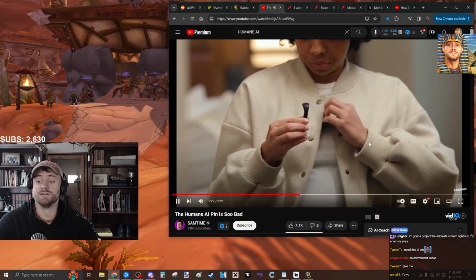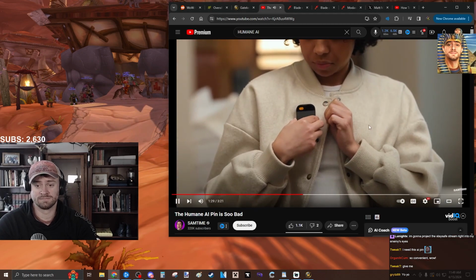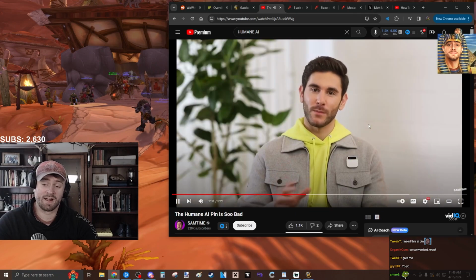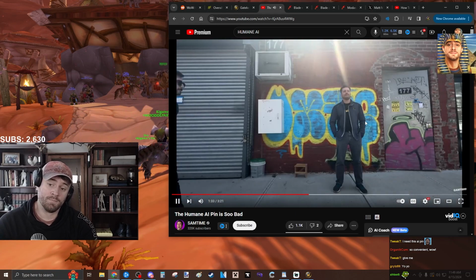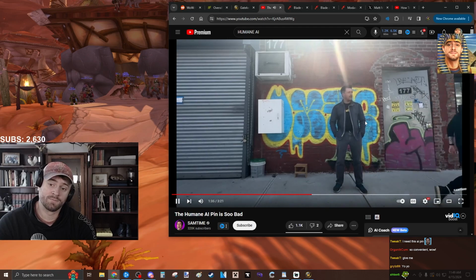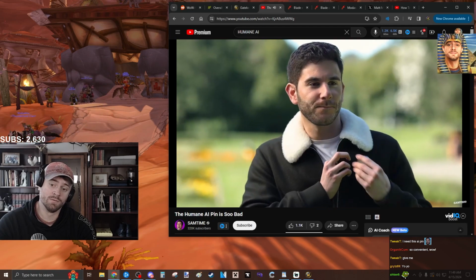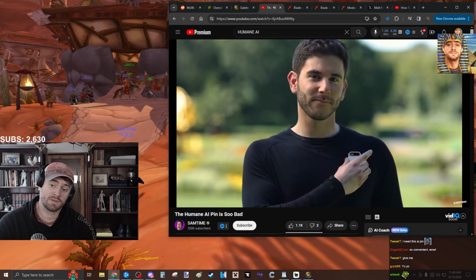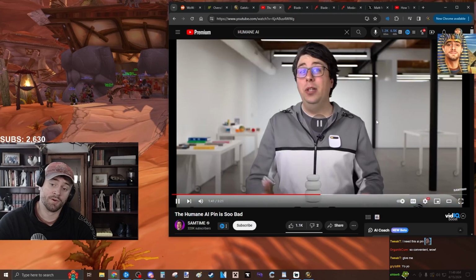The pin attaches to your clothes only through magnets. Which means that if someone really wanted to, they could snatch that $700 right off your chest. And if you attach the pin while using a pacemaker, I don't know, you might die. Still, your heart is going to explode.